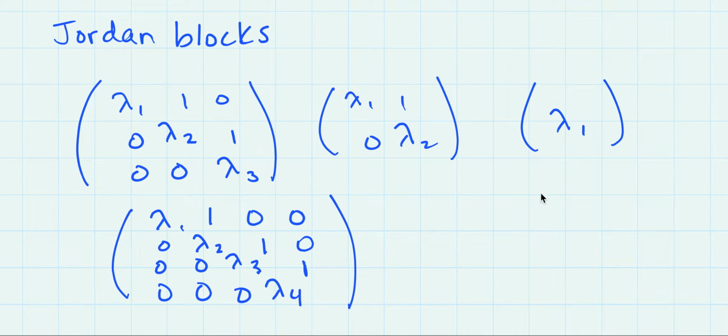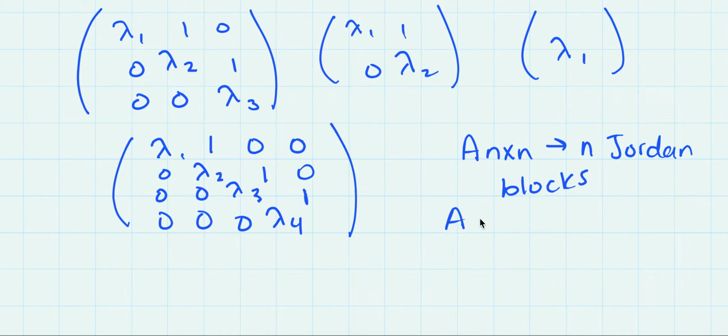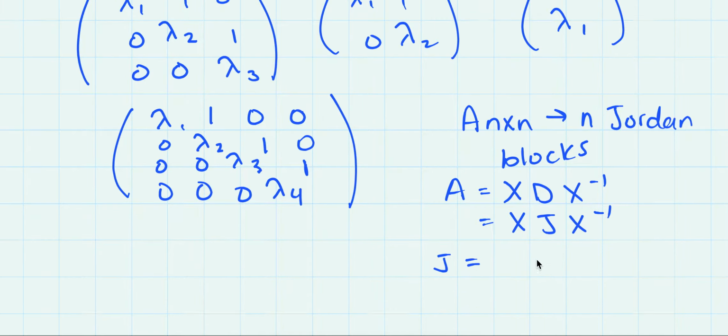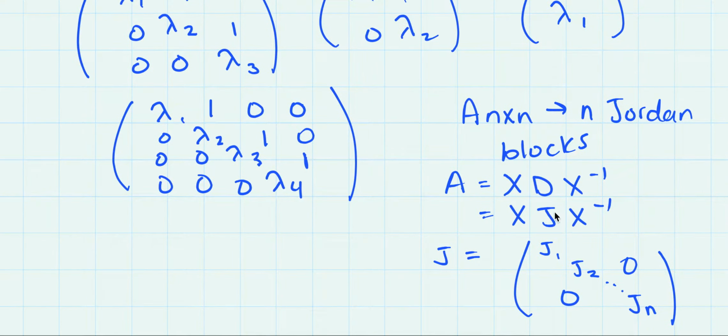When a matrix is diagonalizable, it's going to consist of n Jordan blocks. So if the matrix A is n by n, it's going to have n Jordan blocks. You can write the matrix A as X D X inverse, which is the matrix X J X inverse, where J looks like this, where all of these are 1 by 1 matrices. So this is the Jordan canonical form for the matrix A when it's diagonalizable.